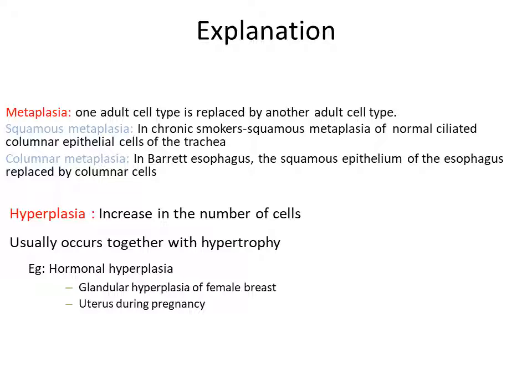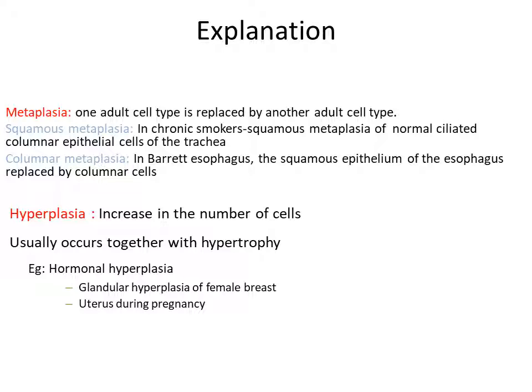The common types of metaplasia are squamous metaplasia and columnar metaplasia. Some examples: squamous metaplasia is commonly seen in chronic smokers, where you see squamous metaplasia of the normal ciliated columnar epithelium of the trachea, and columnar metaplasia in Barrett's esophagus. You can see a columnar metaplasia, where the squamous epithelium of the esophagus is replaced by columnar cells. So these two metaplasias are common.